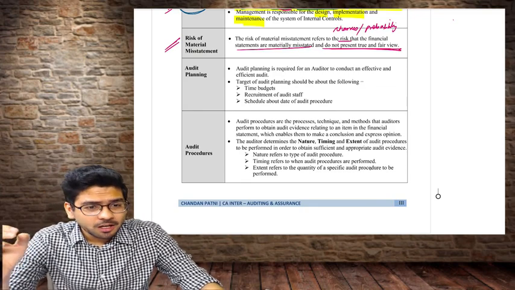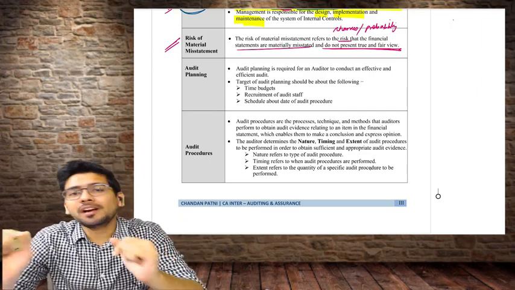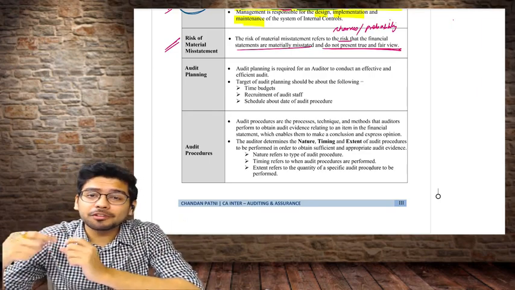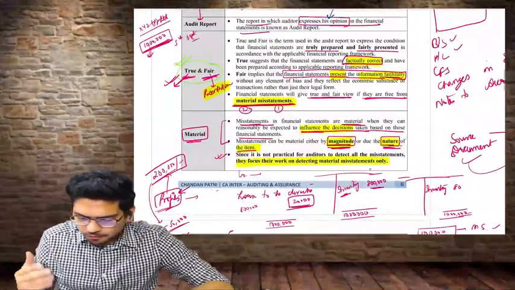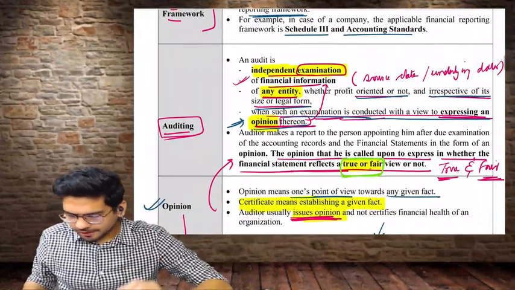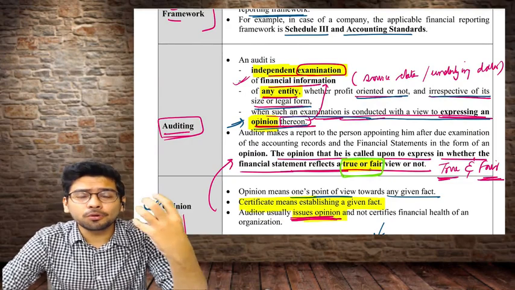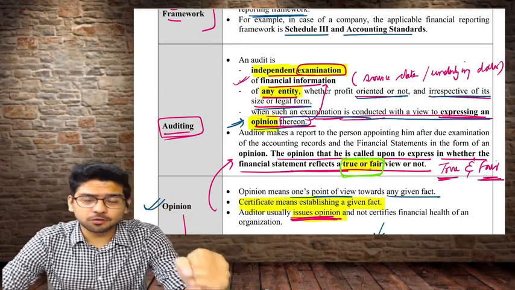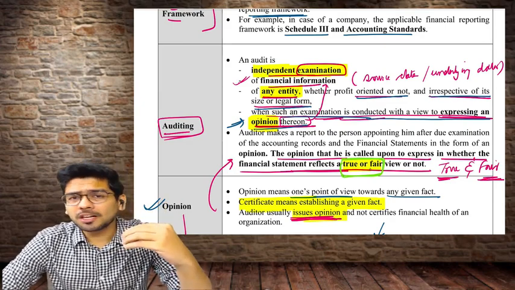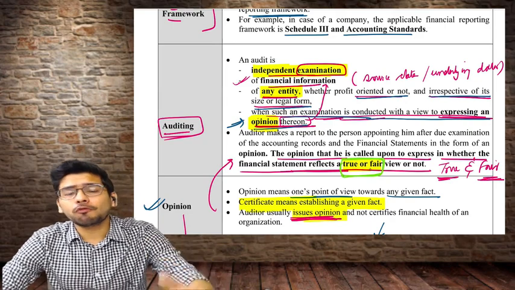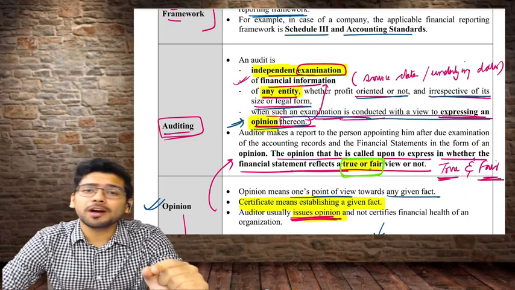In auditing we covered the definition. The definition is something like this: auditing is an independent examination of financial information of an entity. That particular entity can be of any size, it can be of any form, whether profit oriented or not. And when such an examination is conducted with a view to give an opinion on the financial statements, the auditor is appointed by the management to give basically an opinion on the financial statements. Now, what kind of opinion does the auditor give? The auditor will give the opinion whether the financial statements are giving a true and fair view or not.